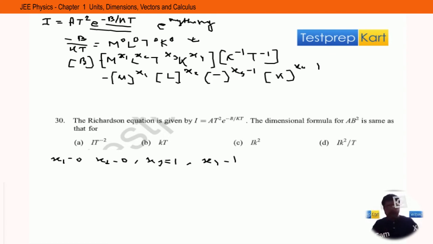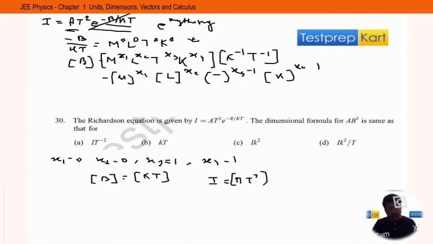Now, this much we get from here, right? So under the B, what will we write? We will write x0. So here x1 is 0, nothing written, nothing written. So here we can write it as kT. It is a dimension first. Now the second portion, we can omit it, it is dimensionless. So we have only this portion, A T². Right? So here we can write I = A T².